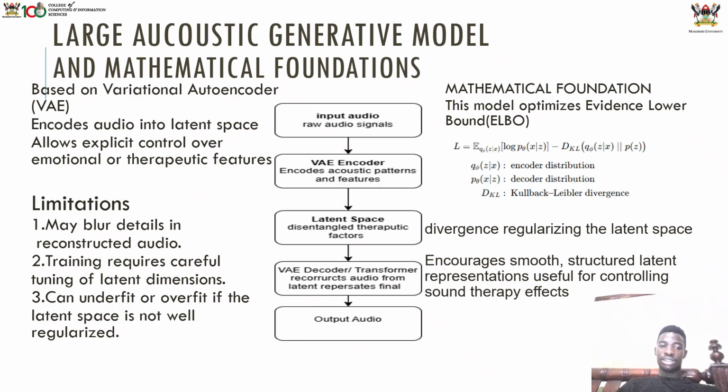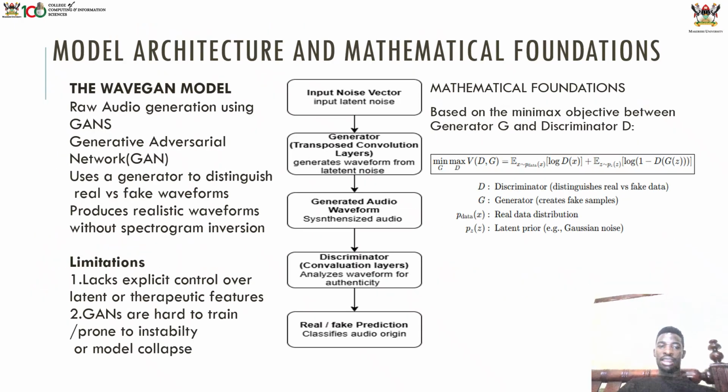And one of the limitations we found is that this may blur details in the reconstruction of the audio, because it has to encode and then decode afterwards. And then training requires careful tuning of the latent dimensions, and this can underfit or overfit if the latent space is not well regularized. Yeah, and then we have the last one we trained.